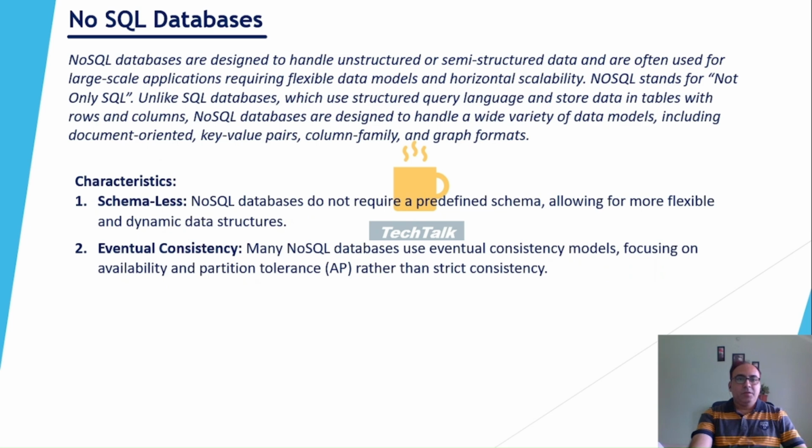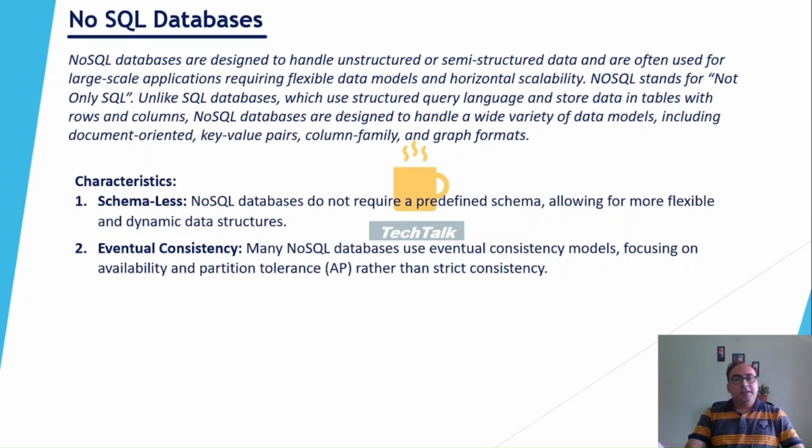Then we have eventual consistency. NoSQL databases follow the eventual consistency model. Its primary focus is on availability and partition tolerance compared to consistency. What it says is that there may be some compromise in terms of consistency, but the system should be 100% available. Now, what is partition tolerance? Partition tolerance says that if there is any sort of network partition or network failure, there should not be any compromise in terms of availability.